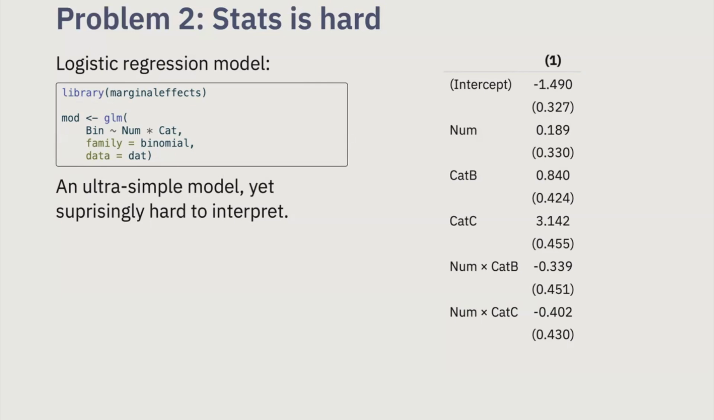People see this in their, let's say, second stat class or something. So it's a very simple model, and you have the coefficients on the side, right? And even though this model is pretty simple, I would argue that it's surprisingly hard to interpret.